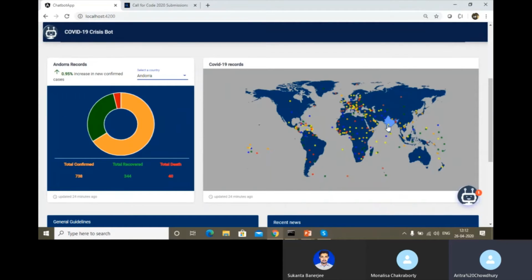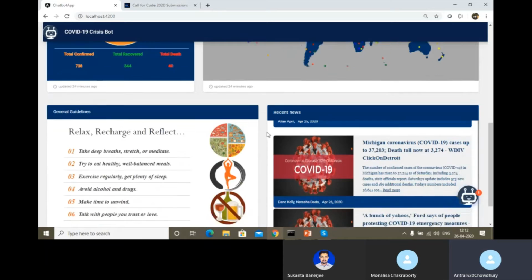This is the virtual map representation, the graphical map representation. If I hover over India, I can see that today the confirmed cases is around 26,283. If I hover over the United States of America, it's around 37,000. And you can see the total recovered and the total deaths as well for the respective countries.